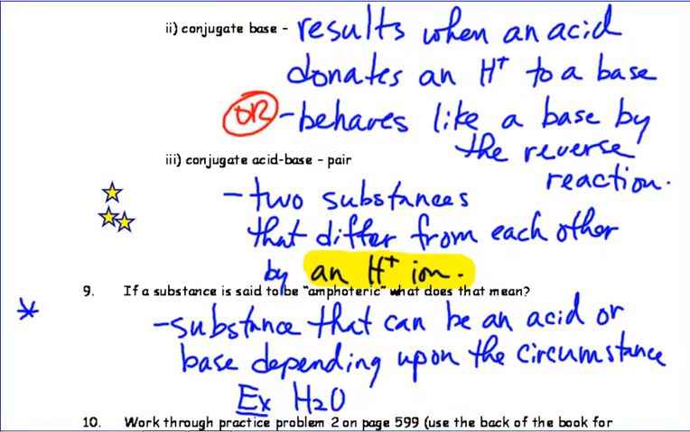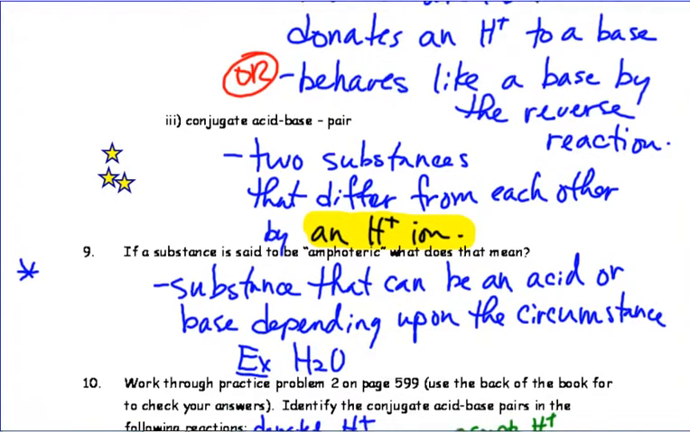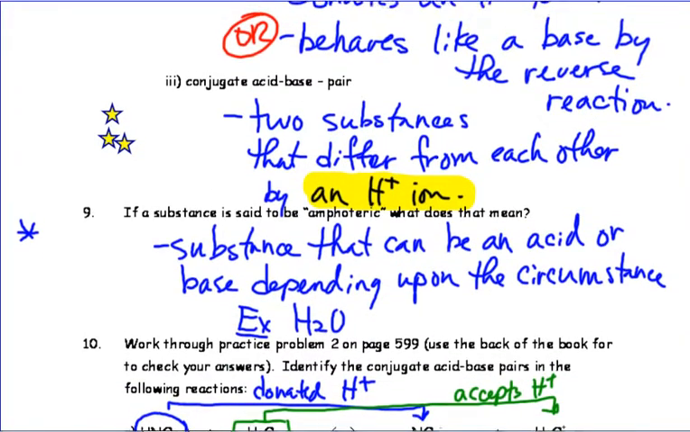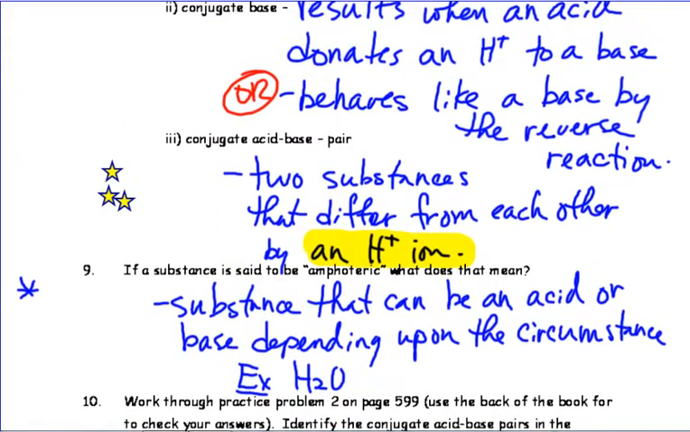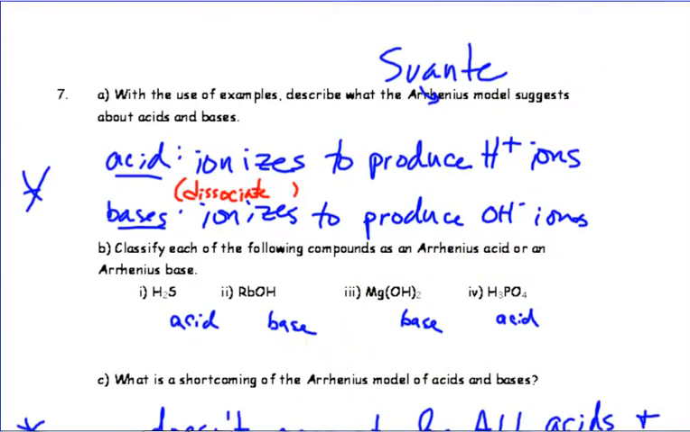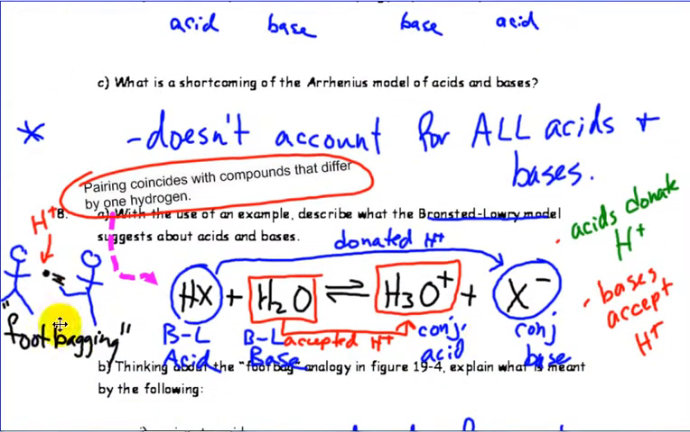Amphoteric is a substance that can act as an acid or base depending upon the circumstance. So for example, believe it or not, water can act as an acid or a base depending upon what it's with. Okay, number 10 involves labeling like this and figuring out what the BL acid, the BL base is, and the conjugate acid and conjugate base is.